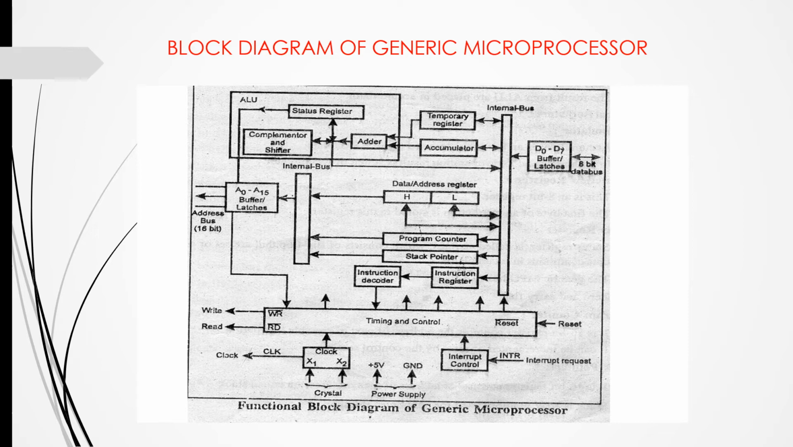Whole system is synchronized with clock. The speed of the system depends on the clock frequency. Plus 5 volt power supply is given to the system. It is necessary to operate the system. So this is all about generic microprocessor.